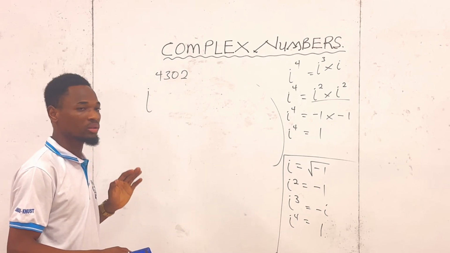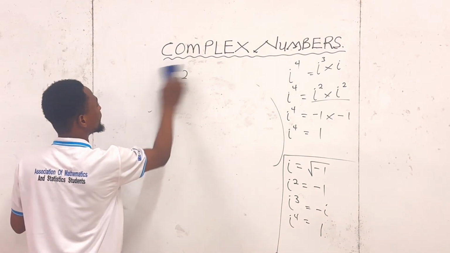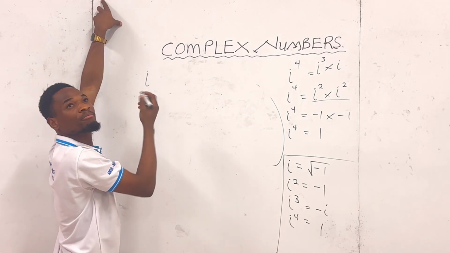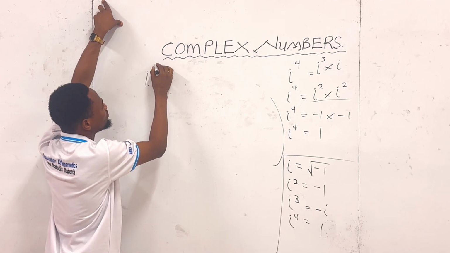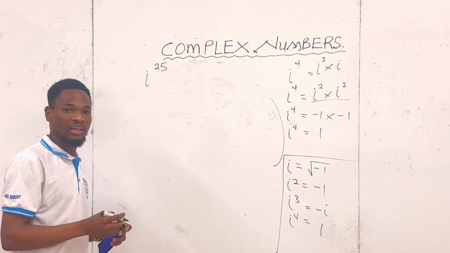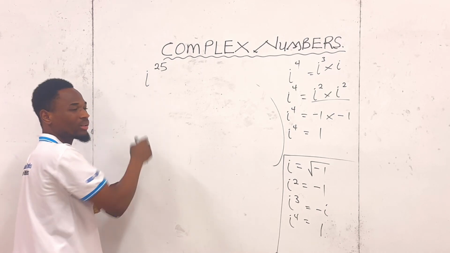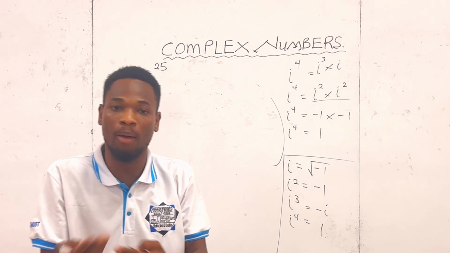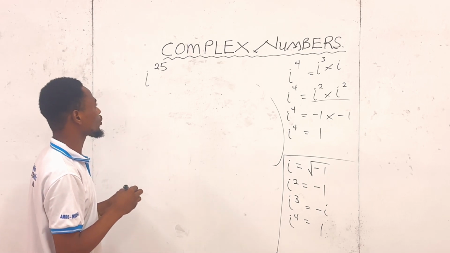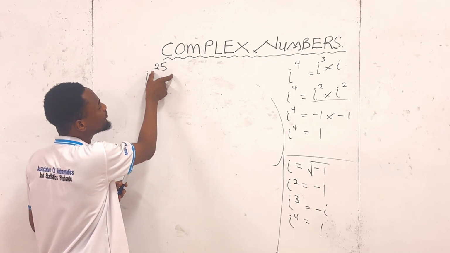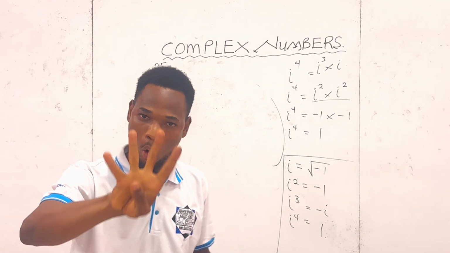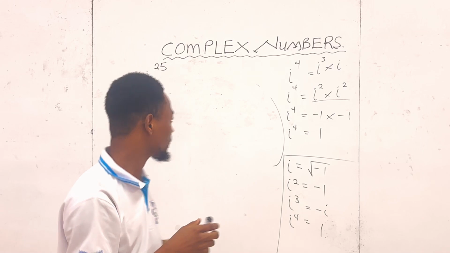So how do we do something like this? Let me increase the power. Let's say I have i exponent 25. Do you get it that way? So what is the fastest approach to this? What you are supposed to do first of all is divide the power of the exponent by 4.